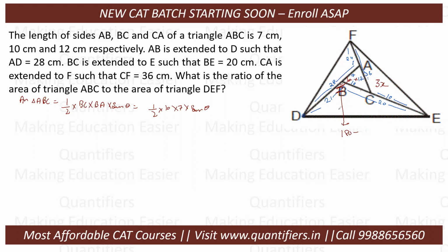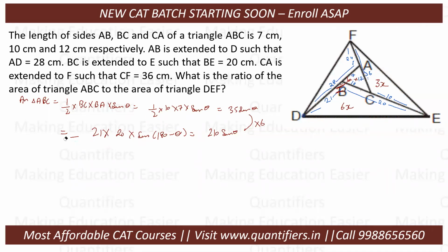Now what will be the area of this triangle? Half into this line 21 into this complete line 20, sine of 180 minus theta, that is again sine theta. So that would be 210 sine theta. It was 35 sine theta, which means it is 6 times. So if this is x, this will become 6x. Now this is also sorted.